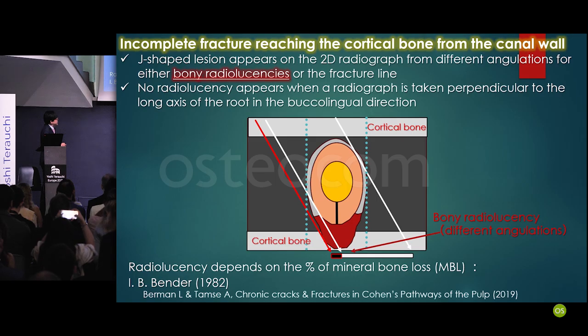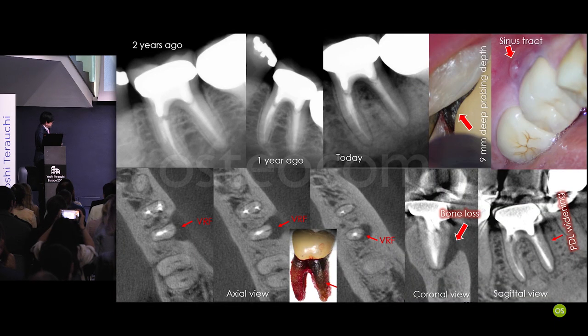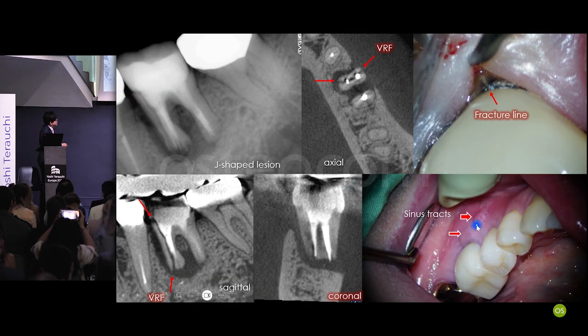So on the 2D radiograph, there is a pattern of vertical root fracture. So if you take a PA radiograph from different angles, you see J-shaped radiolucency because of this. For example, you see J-shaped lesion. This is very typical of vertical root fracture. On the CBCT image, you see the vertical root fracture. You can see it. This is obvious. You see the fracture, vertical root fracture. So by the way, you see swelling, sinus tract, and the tooth was sensitive to percussion.